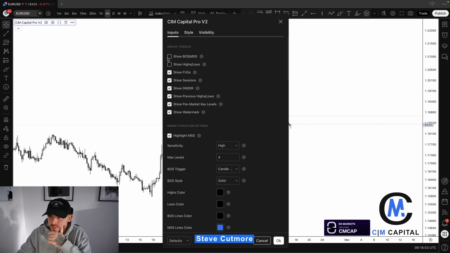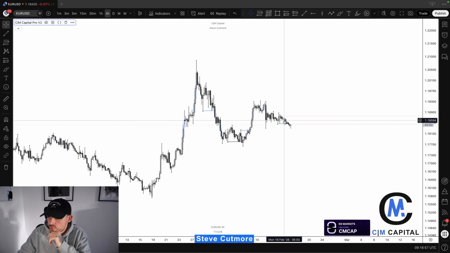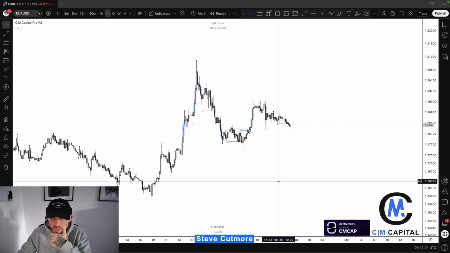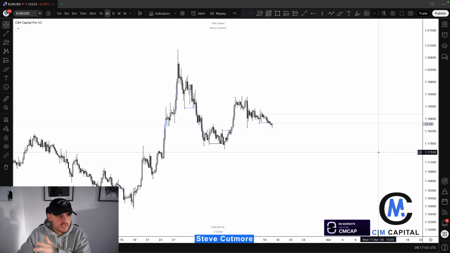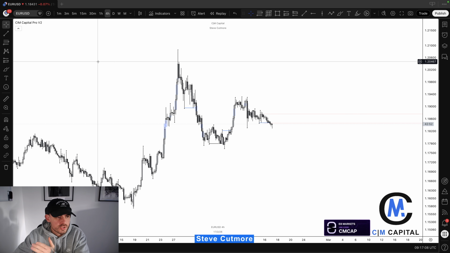Let me actually turn these on. So you'll see lines pop up, these little triangles, the watermark at the top and bottom, and it's a very clean indicator. All it's going to do is help you mark out your charts and give you the very basics of what you need to trade.